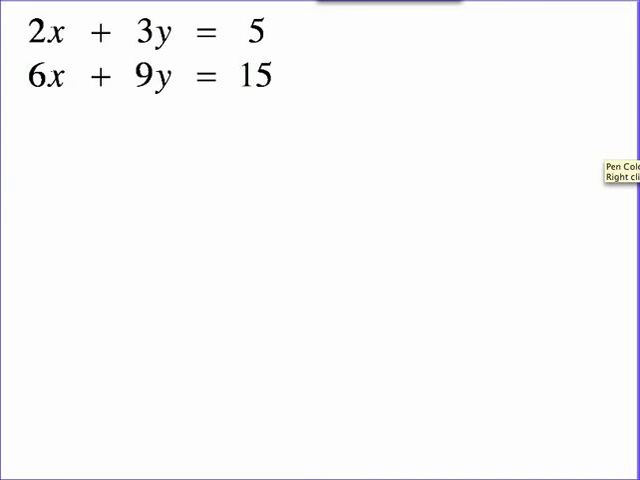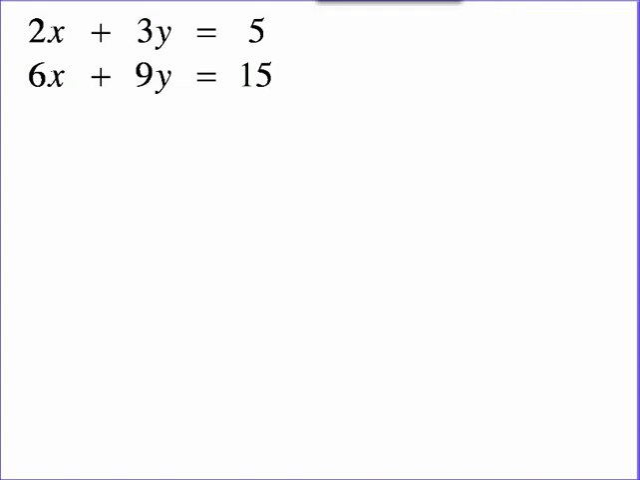Now we got a problem here on this one. Problem number 1 is that I don't have a positive and a negative. Problem number 2, I can't make one of those negative and just add them together and eliminate a variable. So what do you do?